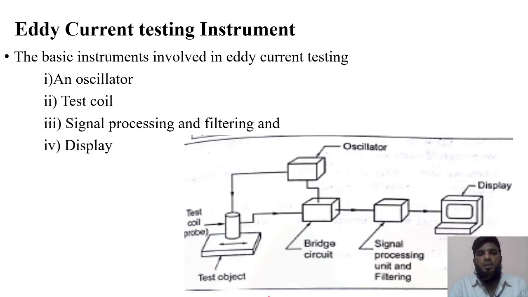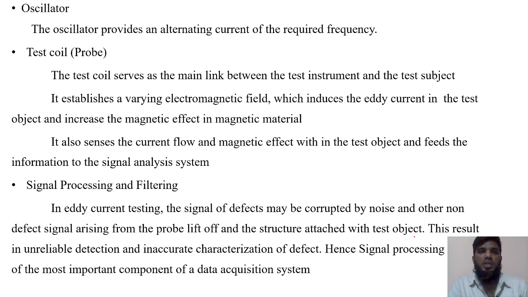So after the test probe is moving to rotate, based on the test probe, we will have a bridge circuit which collects the signals from the test coil. Based on those signals, we send them to a signal processing unit and filtering, where the unnecessary and unavoidable signals will be removed, and we can study the difference, or the net magnetic field, which you are going to generate. The oscillator provides an AC current of required frequency.